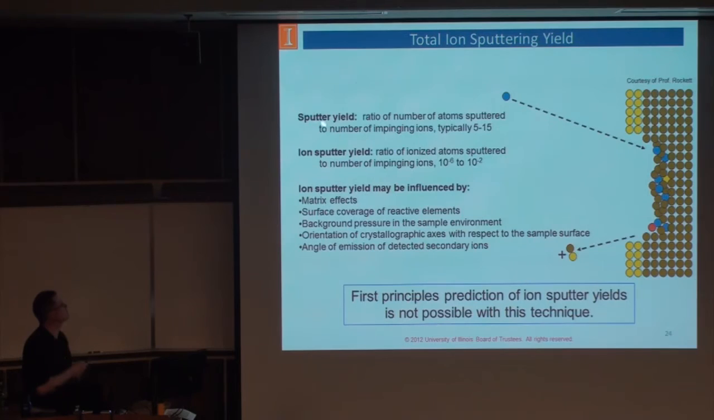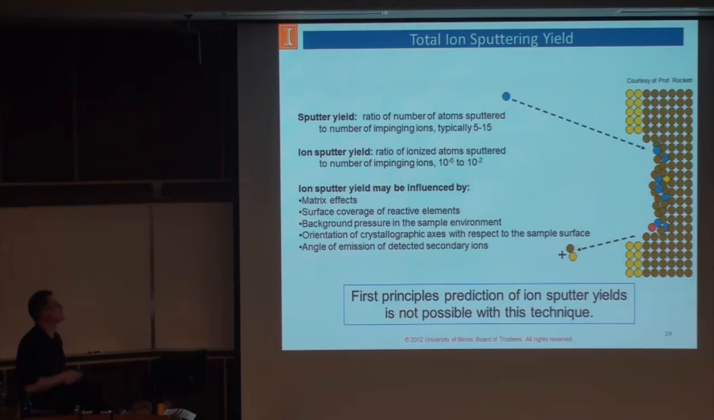So like I was saying, sputter yield generally is between 5 to 15. That's how many atoms come out relative to how many ions you're sending in. And then the ion yield is the ratio of ionized atoms that come out versus the total number of atoms that come out. And that can vary hugely, by multiple orders of magnitude.